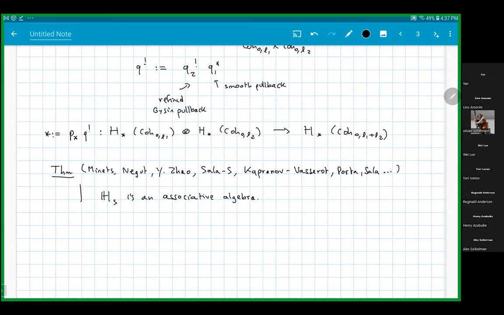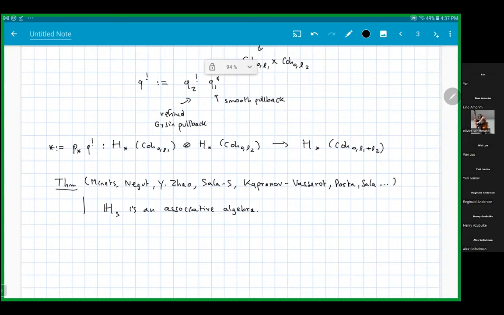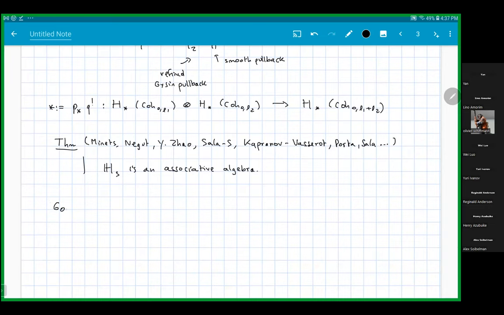In the construction, how important is it that the support is zero dimensional? Not important. That's a good point. This extends. I wouldn't say easily, because one good thing here is that all these stacks are of finite type. So Borel-Moore homology of stacks of finite type, that's easy to define.